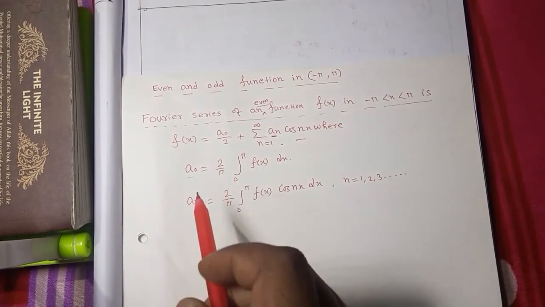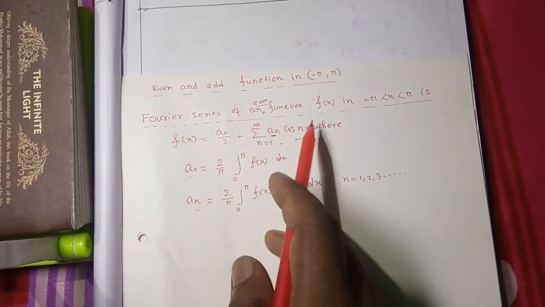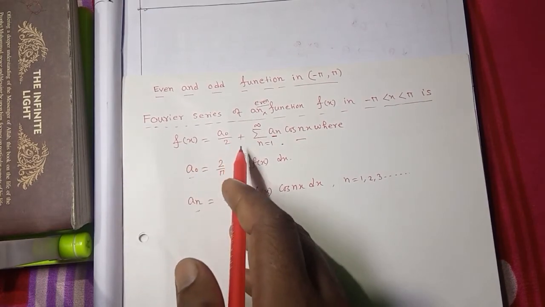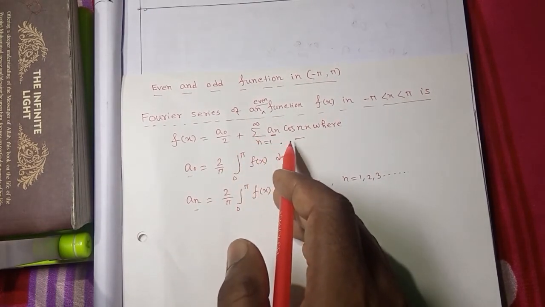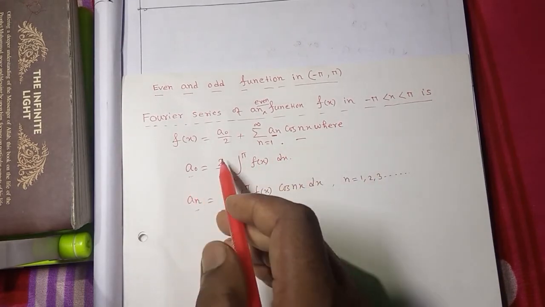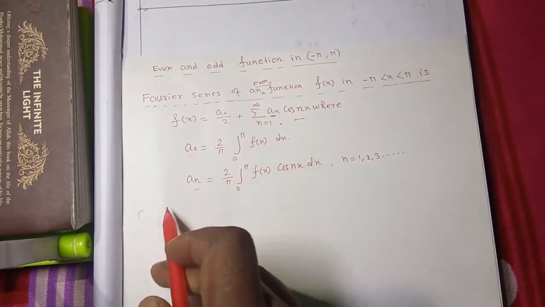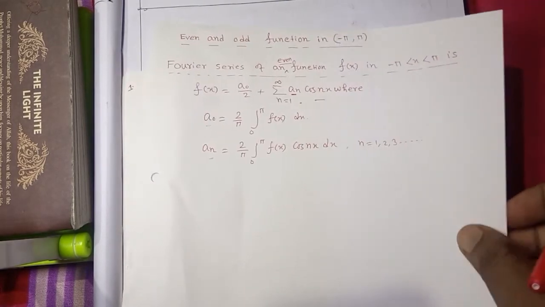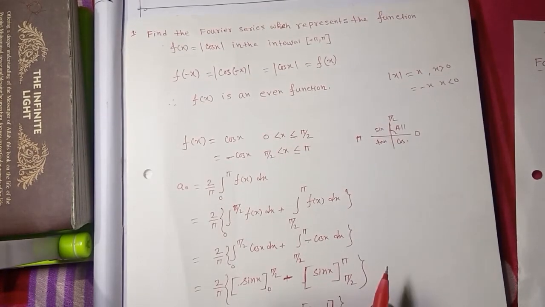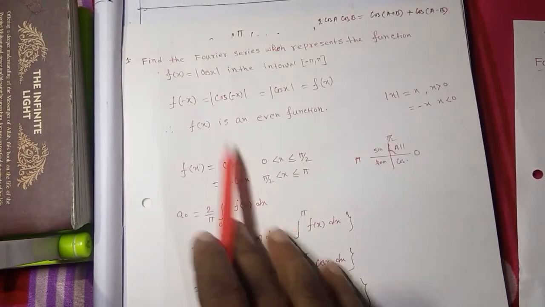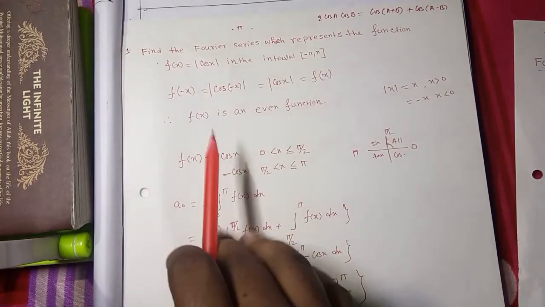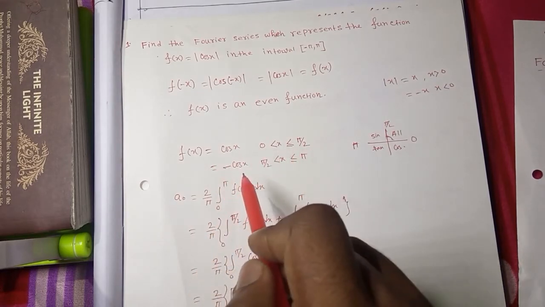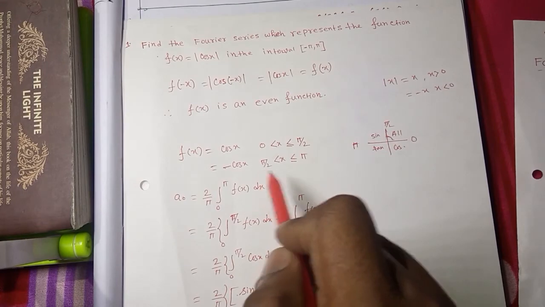Therefore, what we have done, for a Fourier series of an even function in minus pi less than x less than pi, f of x is equal to a0 by 2 plus summation n equal to 1 to infinity an cos of nx, where a0 is 2 by pi integral 0 to pi f of x dx and an is 2 by pi integral 0 to pi f of x cos nx dx. Here we first compute a0. This function is an even function. f of x is equal to mod of cos x. Therefore, f of x is equal to cos x for 0 to pi by 2 and minus cos x for pi by 2 to pi.